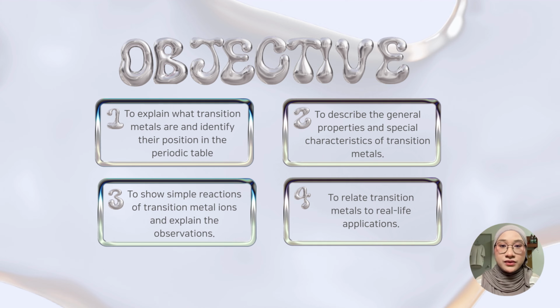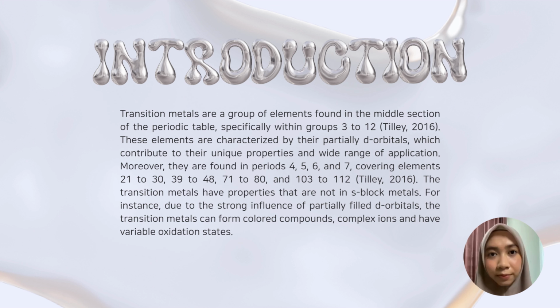Third, we will observe the reactions of transition metal ions and explain the color change and other observations that occur during these reactions. Finally, you will be able to relate transition metals to real-life applications, helping you understand why these metals are so important in industry, technology, and everyday life. Let's begin by finding out exactly what transition metals are and where they are located in the periodic table.